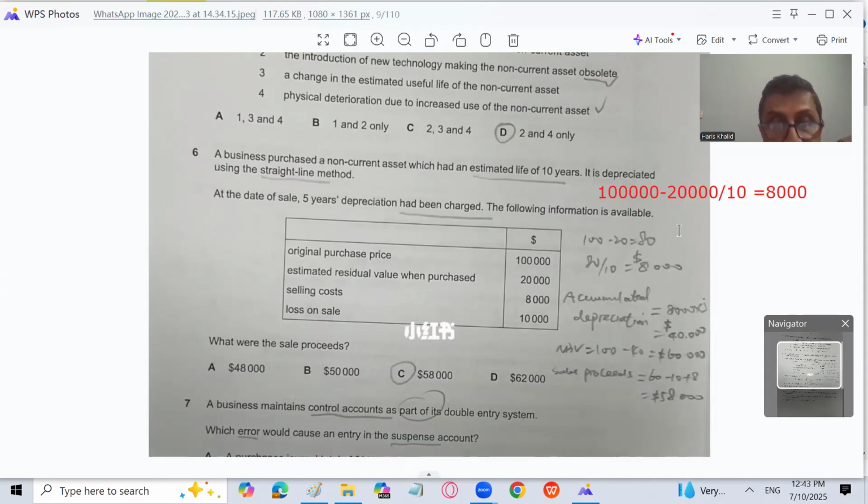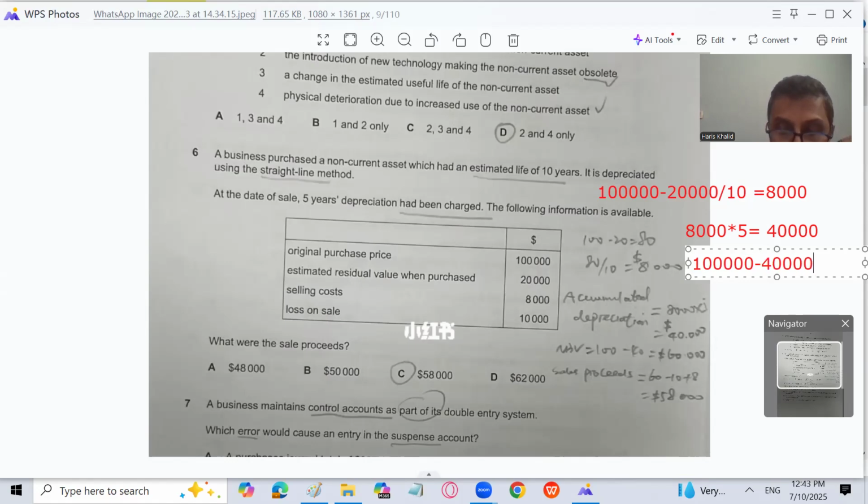As we know that 5 years have passed, and after 5 years the asset is sold. So 8,000 into 5, 40,000 is going to be the depreciation. So currently the book value of the asset is 1 lakh minus 40,000. So that is going to be 60,000. So 60,000 is going to be the book value of the asset. And we have seen that we are going to have a loss of 10,000. So it looks as if the asset has been sold for 50,000.